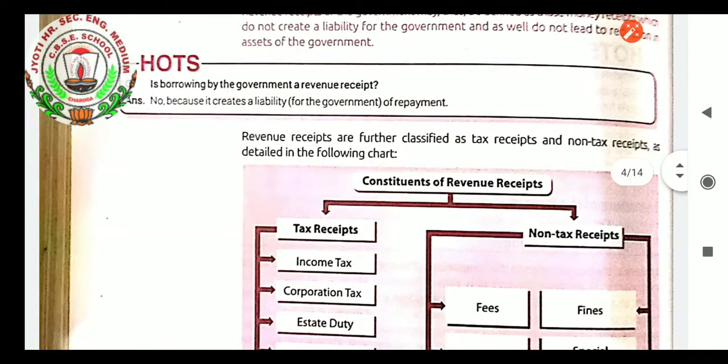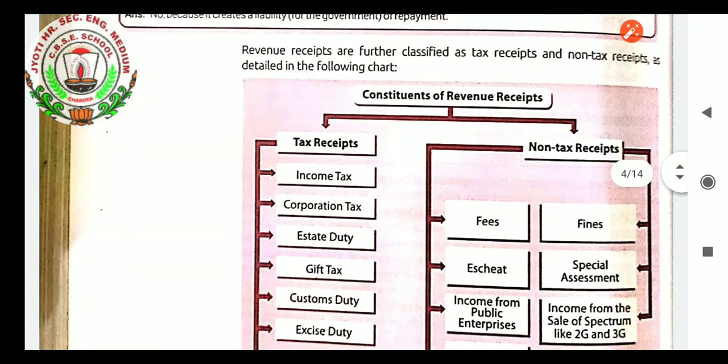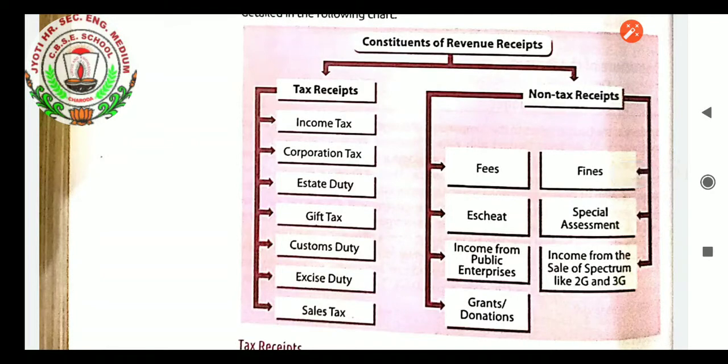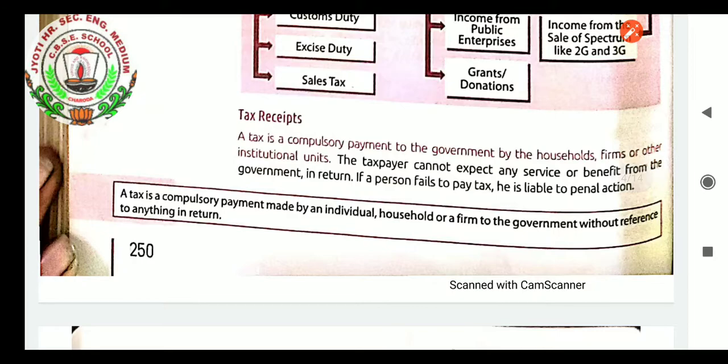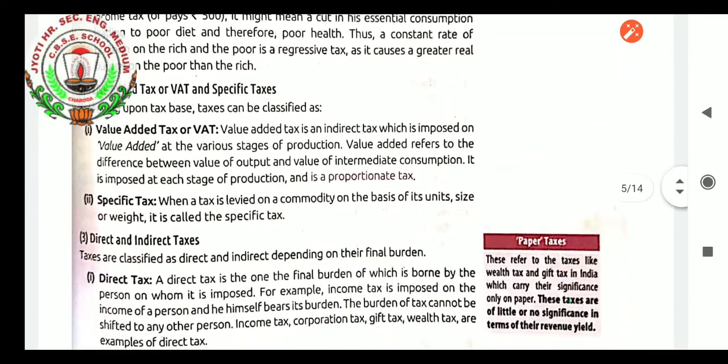Constituents of revenue receipts: when we see, there are two constituents of revenue receipt. One is tax receipt and another is non-tax receipt. We have already learned this: income tax, corporation tax, estate duty, everything. Non-tax receipt, I said that today I will start. Let us start non-tax receipt from there.